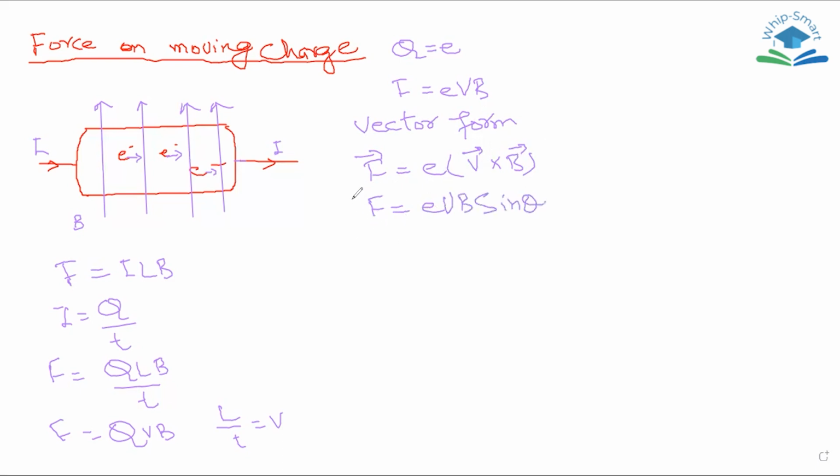So from this form, I can say that if theta equals 90 degrees, there will be a maximum force F equals e V B because sine 90 is equal to 1. And in the case of theta equal to 0 or 180 degrees, theta is actually the angle between velocity and magnetic field. If they're parallel or anti-parallel to each other, then there will be no force experienced by the charge.